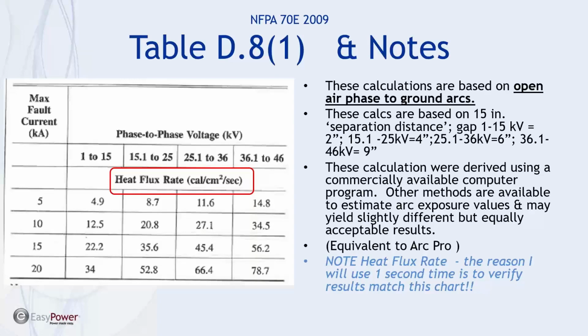They were derived using a commercially available computer program, which is pretty common knowledge, that was ArcPro. The downside to using this is it gives us a heat flux rate, so we need some way to estimate or understand the trip time for any particular fault. So there's kind of a catch-22 in applying or using this methodology.